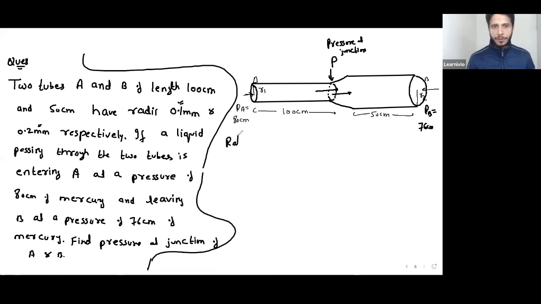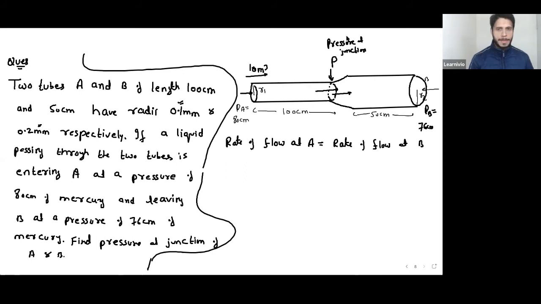The equation that we will use to solve this numerical is the simple fact that the volume of liquid flowing from here to here is equal to the volume of liquid flowing from here to here. In both the pipes, the rate of flow is the same. So you can say the rate of flow at point A is equal to the rate of flow at point B. This is it. Now you need the rate of flow here. You can use Poiseuille's formula. It's pi.